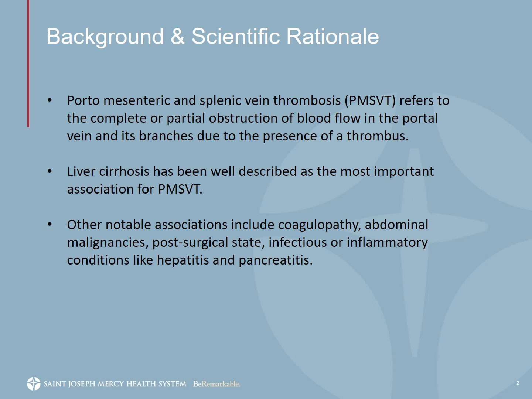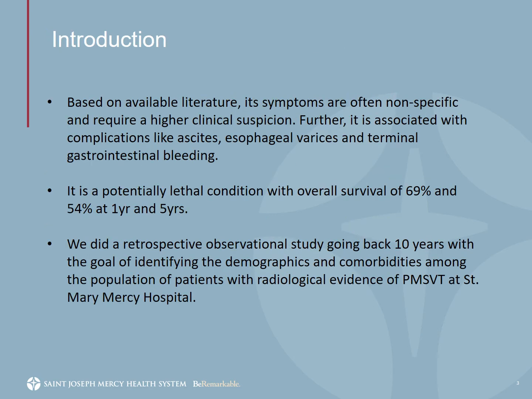Liver cirrhosis has been described as the most important association for PMSVT. Other notable associations include coagulopathy, abdominal malignancies, post-surgical state, infectious or inflammatory conditions like hepatitis and pancreatitis. Based on available literature, its symptoms are often non-specific and require a higher clinical suspicion. Further, it is associated with complications like ascites, esophageal varices, and terminal gastrointestinal bleeding. It is a potentially lethal condition with overall survivals of 69 and 54 at 1 and 5 years respectively.